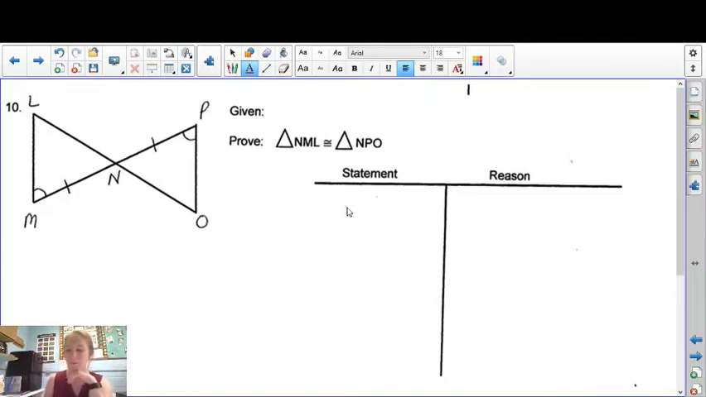Number 2, or technically number 10, but number 2 for today's. The 10th proof we've done so far. Ugh, too many proofs. Okay, number 1's always going to be what? Right, our given.